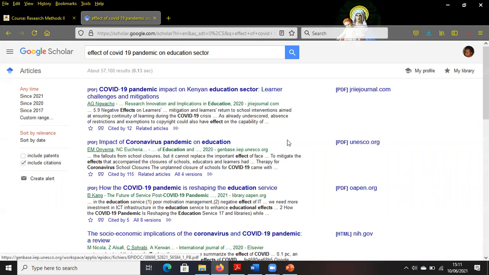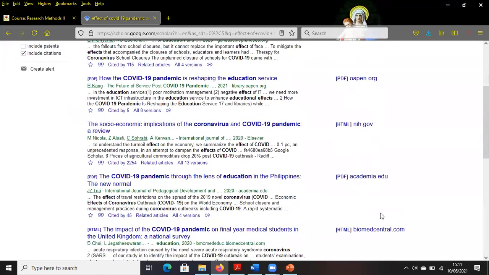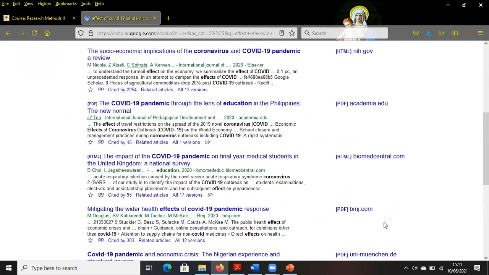Impact of COVID-19 on it. And they're all up to date. There's even one here of 2021, how the COVID-19 pandemic is reshaping. Quite a lot. And all of them are accessible. You can see they're all downloadable. All of these are accessible.